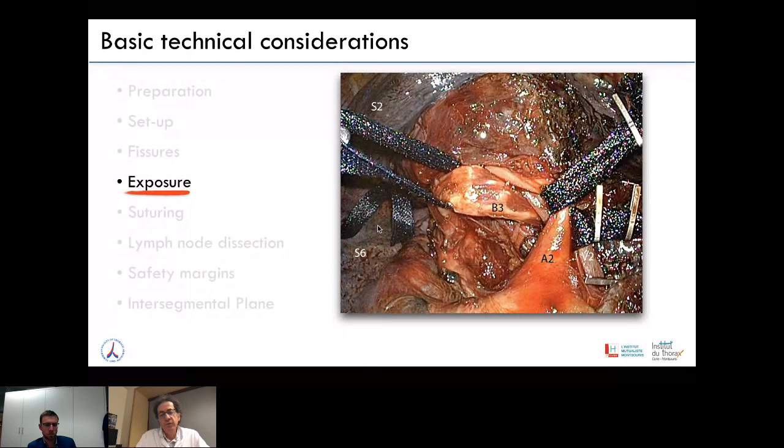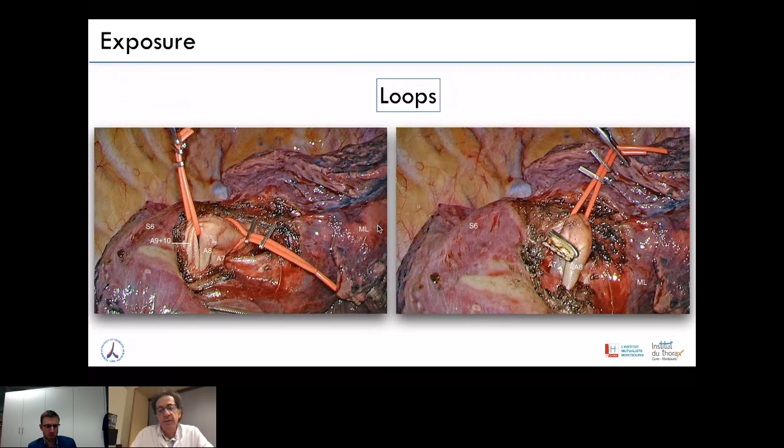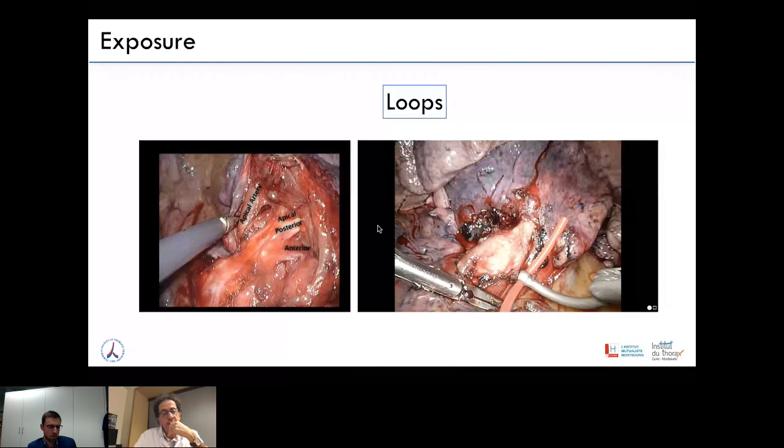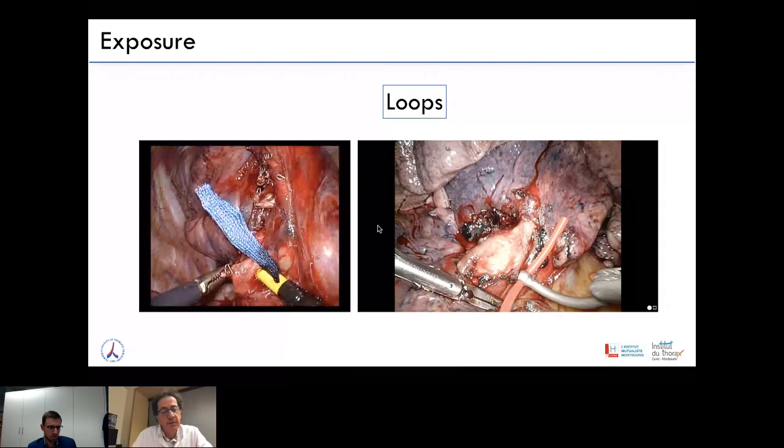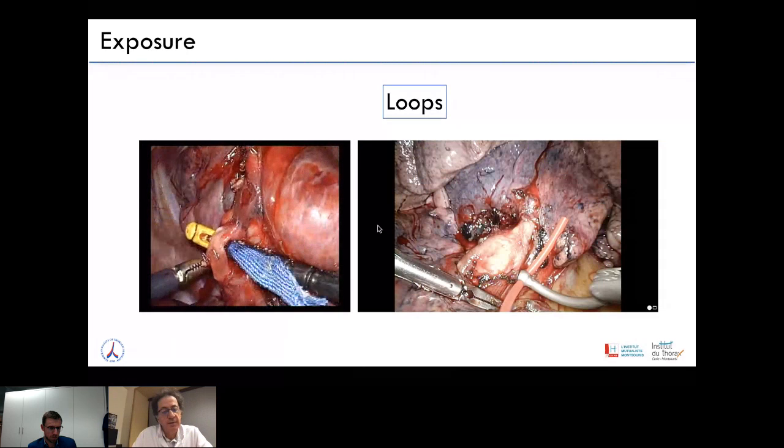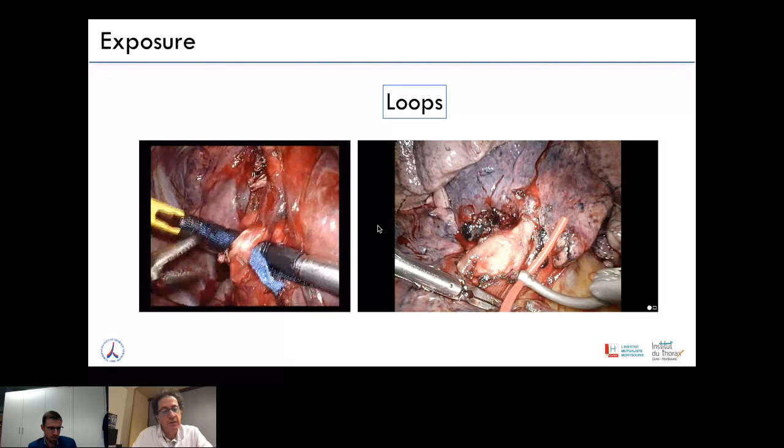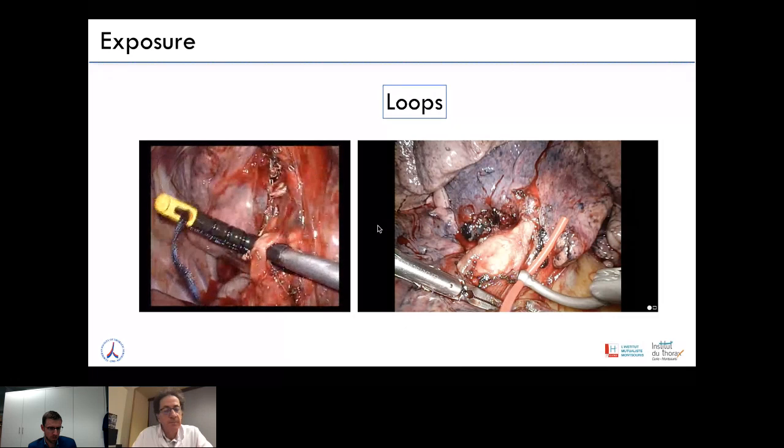Maybe for some of you the use of loops is obvious, but maybe for the ones who are not very familiar with thoracoscopic major pulmonary resections, it's not that obvious. So this picture shows you that if you use these loops, it helps a lot for exposing the arteries. One or two years ago, we were using this device from Ethicon company named Goldfinger. It has been removed from the market. It was helpful as a loop.